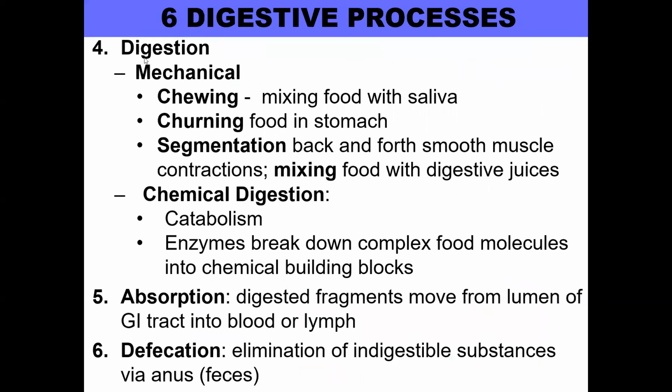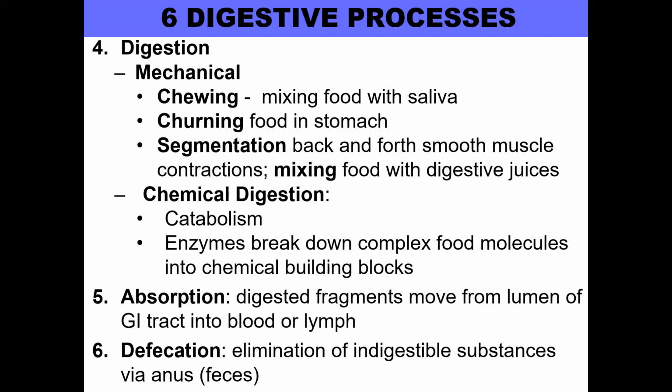All right, moving on with the last three digestive processes. Digestion, the act of digestion, is breaking down food. So if you ate a cheeseburger, you're going to have to make the cheeseburger move into some form of substance that can be absorbed into the blood. So we have two forms of digestion: mechanical and chemical. Mechanical is chopping it up into smaller pieces.